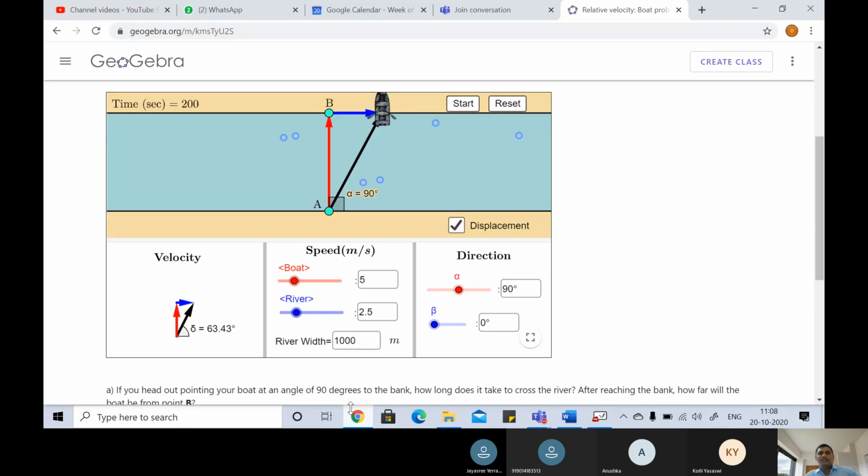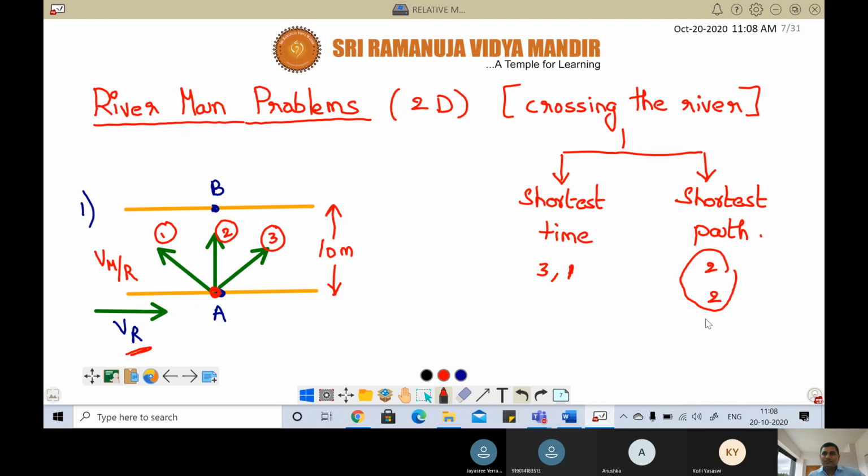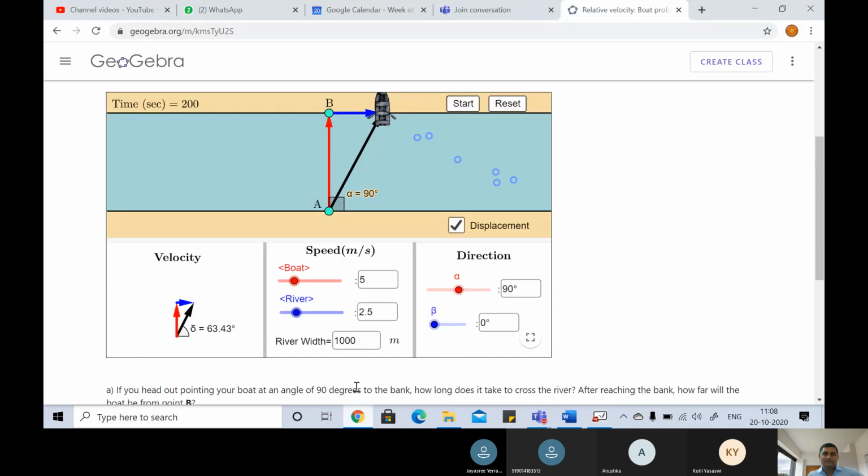Okay, so now let us see. According to you, you told that if we go in path 2, then he will cover the shortest path. Okay, now let us verify.